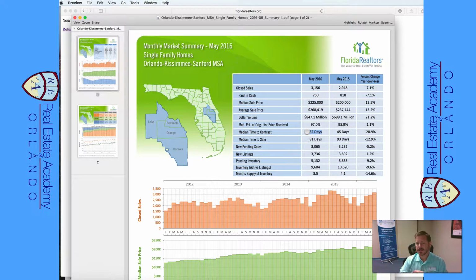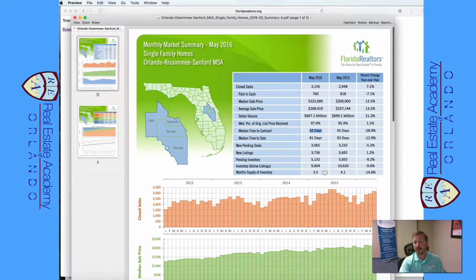Inventory of active listings, we're down 9.6% from the year past. So 9,604 active listings out there. We need more listings, which is the next number that we're looking at down here, month supply of inventory, 3.5 months. So 3.5 months means that if we don't add any new listings and we continue to sell the houses that we are today, every house going under contract within 32 days, we'll be out of houses completely on the market in just 3.5 months.